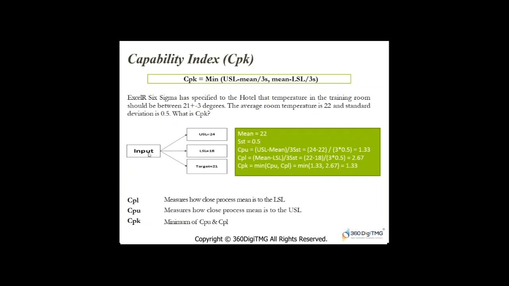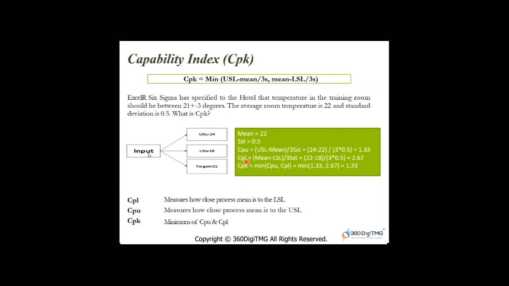Okay. All you need to do is first calculate your CPU, which is upper specification limit minus mean, divided by 3 times of standard deviation. If I simply substitute the values, I get 1.33.